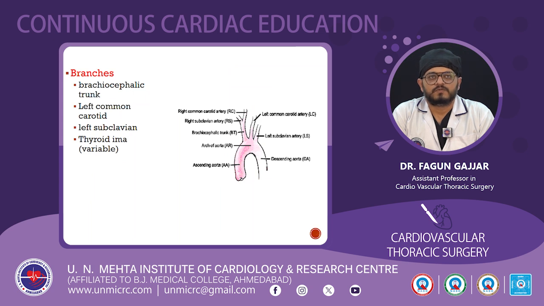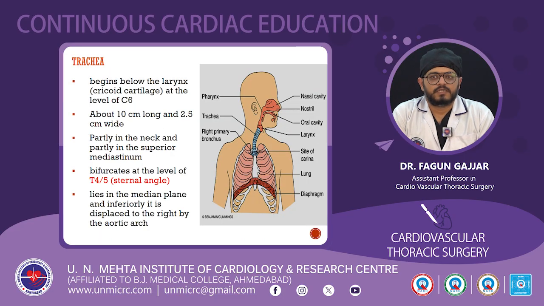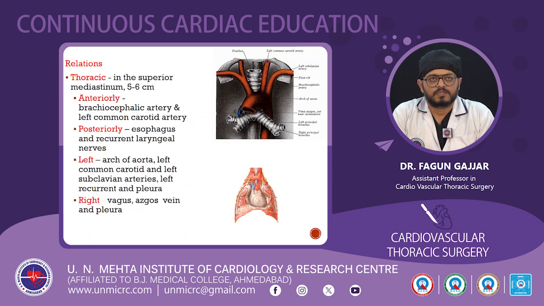Branches of the aortic arch include the brachiocephalic trunk, left common carotid, left subclavian, and the thyroidea ima artery, which is variable in origin. Regarding the trachea, it begins below the larynx at the level of the cricoid cartilage, at the level of the sixth cervical vertebra. It is about 10 centimeters long and 2.5 centimeters wide, partly lying in the neck and partly in the superior mediastinum.